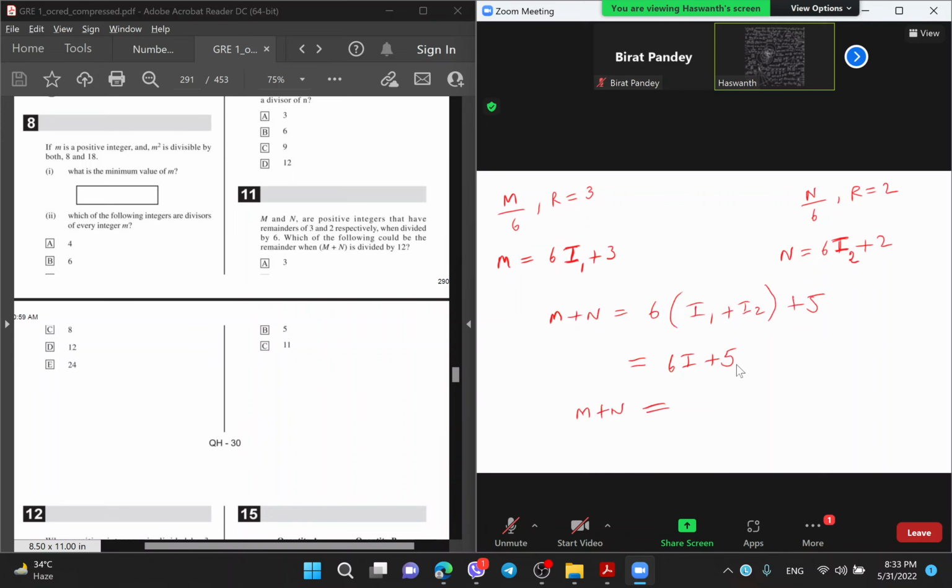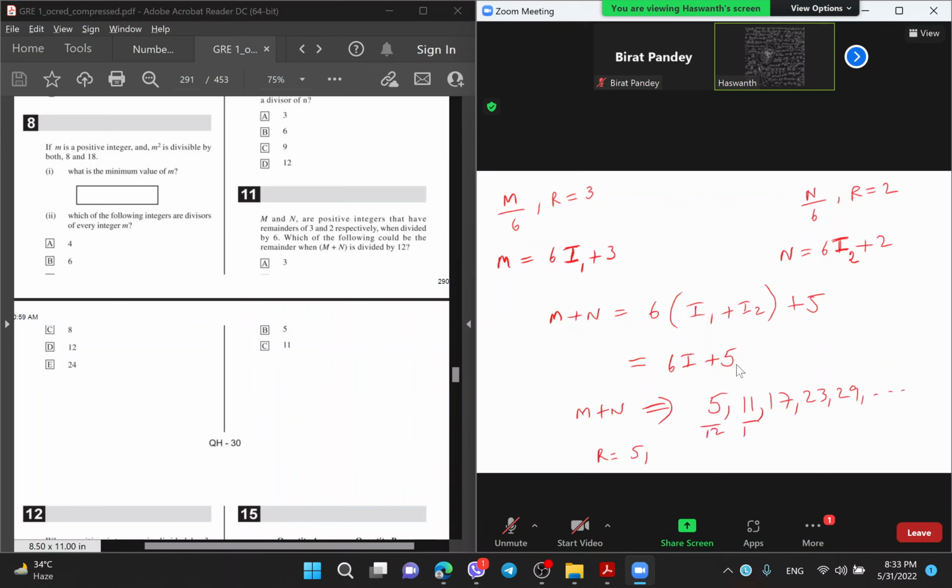So find out what the values of m plus n are. One way to answer this is to find out what the values of m plus n are. 6 into 0 plus 5, 5. 6 into 1 plus 5, 11. Keep adding 6: 17, 23, 29, like that. These are the possible values. 5 when divided by 12, remainder is 5.